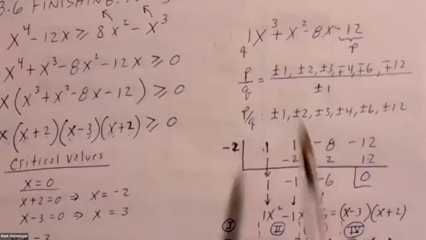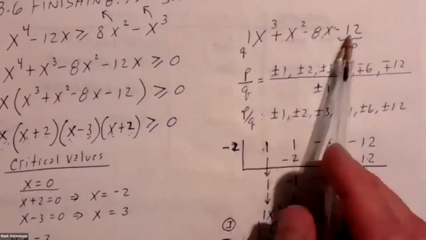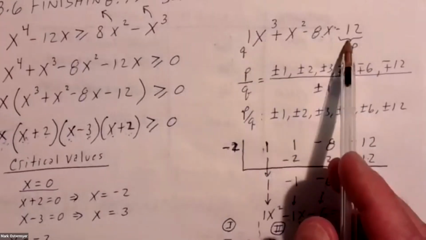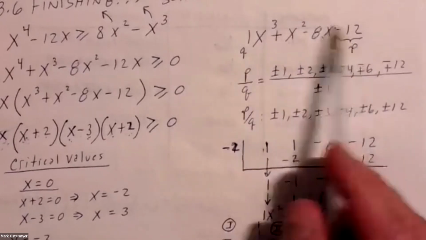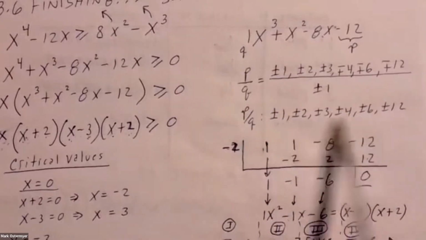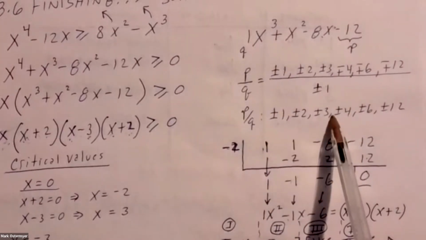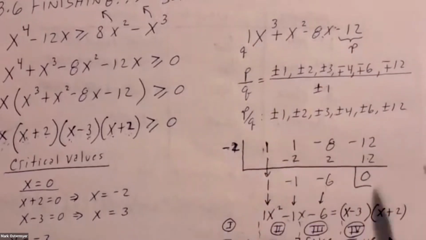Okay, the P over Q, is that just a way to factor? P over Q is the list of potential rational zeros for this polynomial. P being factors of the constant term, Q being factors of the leading coefficient. This is the rational zero theorem. That says this list here would be the potential list of rational zeros for this polynomial. Yeah, and that gives you your factored form, right? Yes.